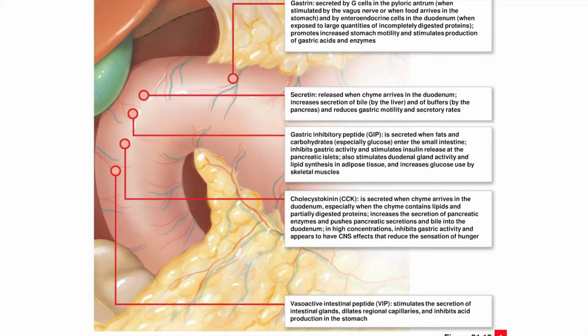with hunger. And then you also should know vasoactive intestinal peptide, or VIP. This stimulates secretion in the intestinal glands. It also dilates capillaries around there so they can get ready to absorb food, and this is going to inhibit acid production in the stomach. So it's going to tell the stomach to slow down.